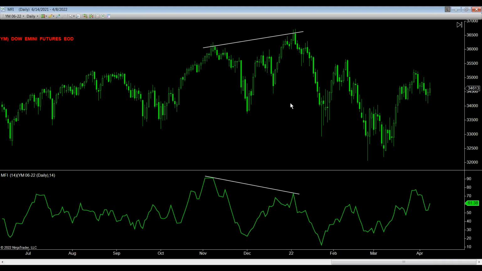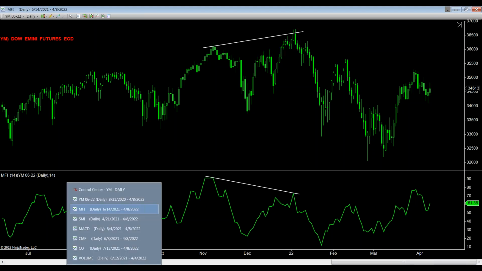This is what you've been waiting for. This is what you work for every day. So I'm not going to belabor that point. Here's the primary example of a valid negative divergence, technically speaking.